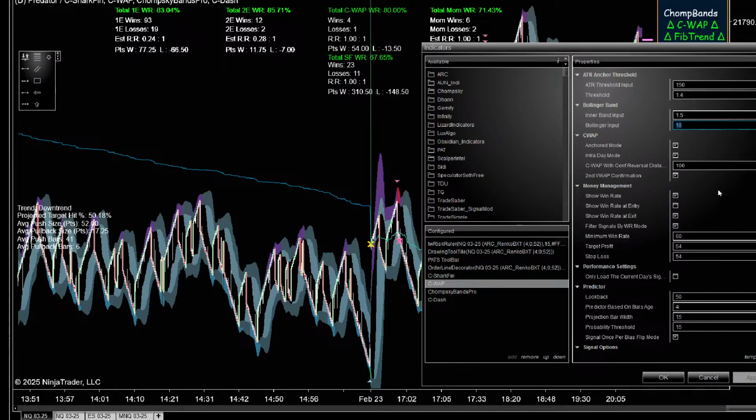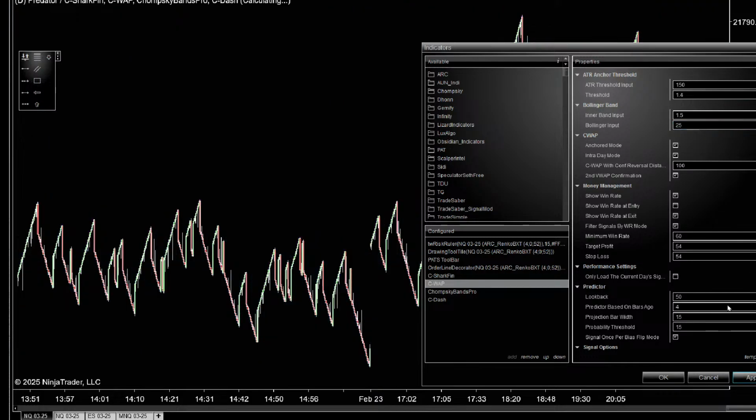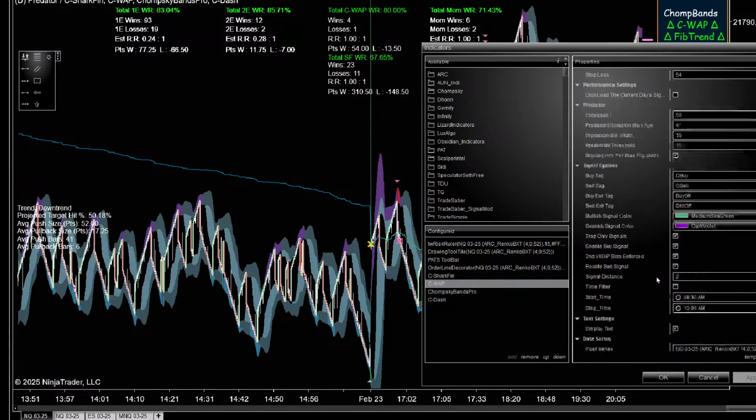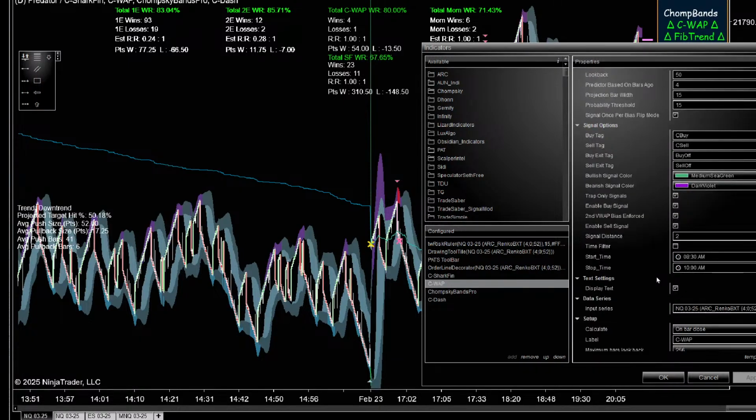We'll try a different setting on the Bollinger Band. Let's do 25. 21. 15. Goodness. 12. How are we losing all our trades? 18 had how many trades? 4. That's not that many. Not loving that setting.